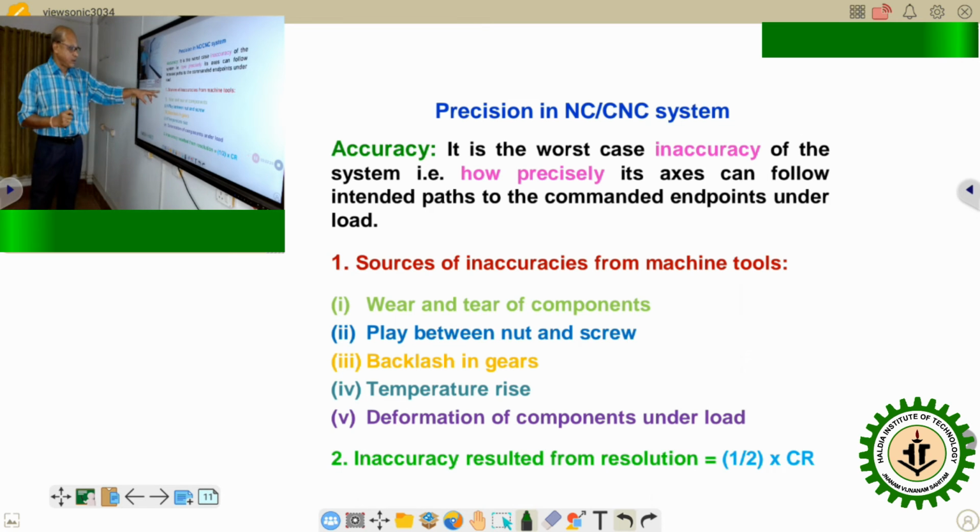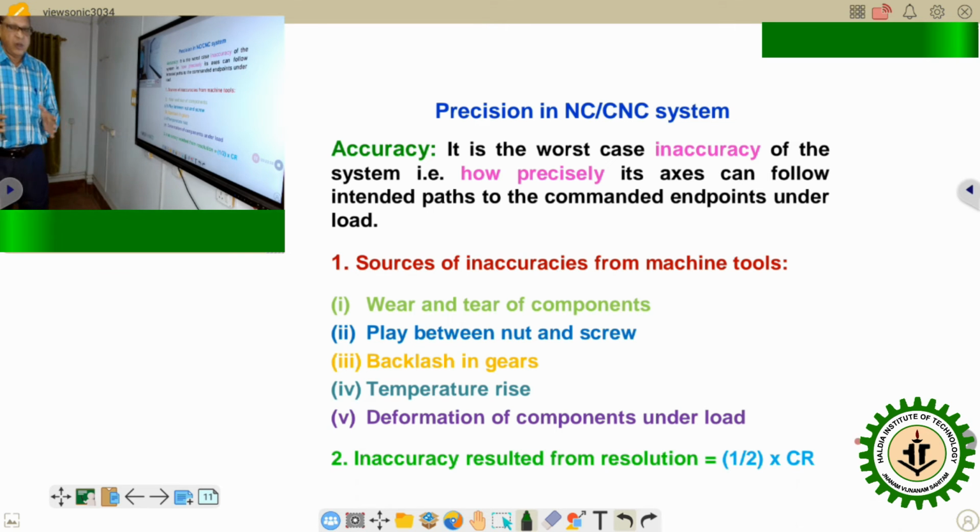Now there are two sources. One is from the machine tool, that is, from the mechanical side. What are the probable reasons? Wear and tear of components, play between nut and screw, backlash in gears, temperature rise, deformation of components under load. These are some prominent negative consequences which cause inaccuracies. These are very common, nothing abnormal.